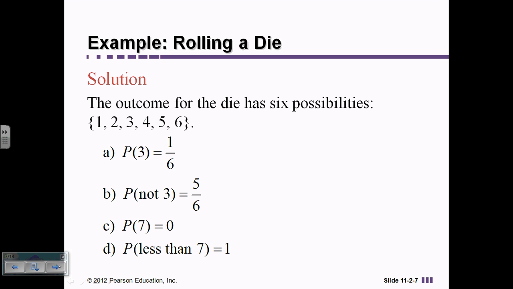And that's what this is talking about here. Again, the faces of the die are the numbers 1 through 6. So the probability of a 3 would be 1/6. The probability of not getting a 3 would be 5/6. The probability of 7 is 0, and the probability of less than 7 would be 1.